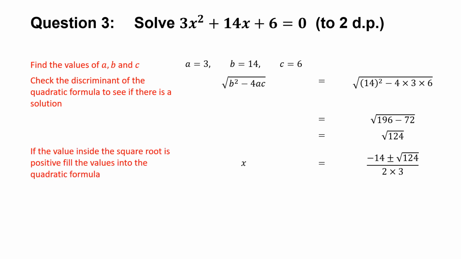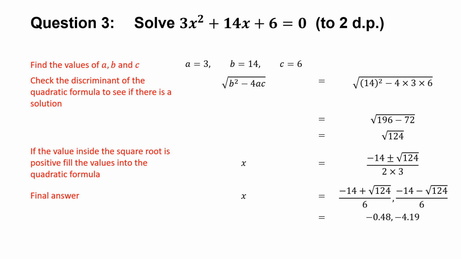So our x solutions are going to be minus 14 plus or minus the square root of 124 divided by 2 times 3, which is going to give us minus 14 plus root 124 divided by 6, and minus 14 minus root 124 divided by 6. And in decimal form, to two decimal places, our answers are going to be minus 0.48 and minus 4.19.